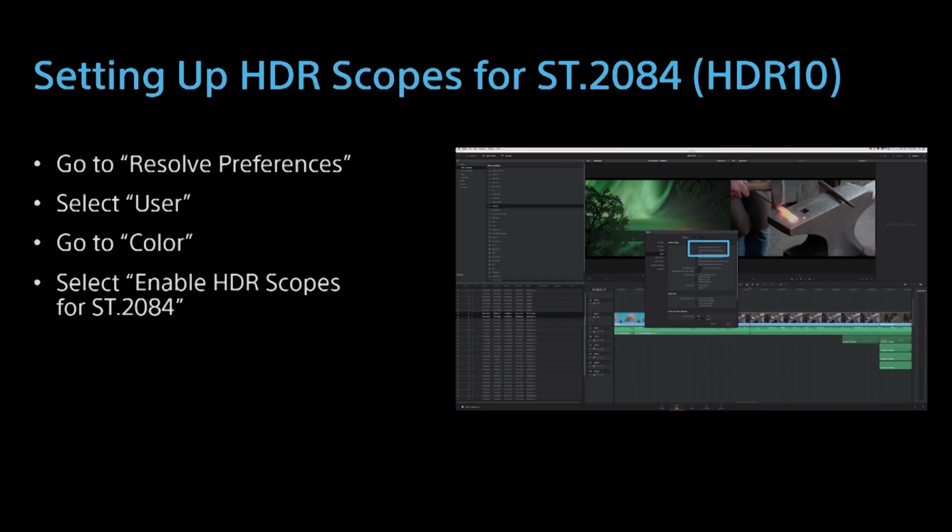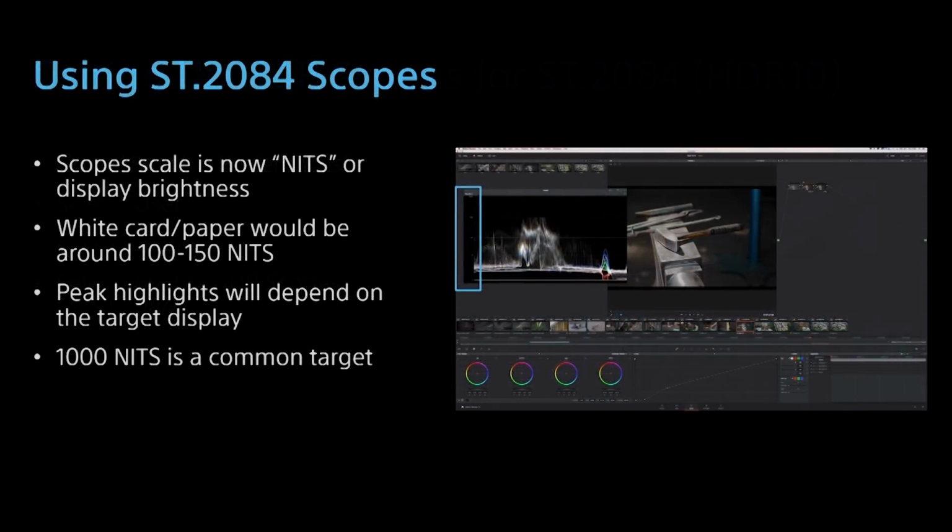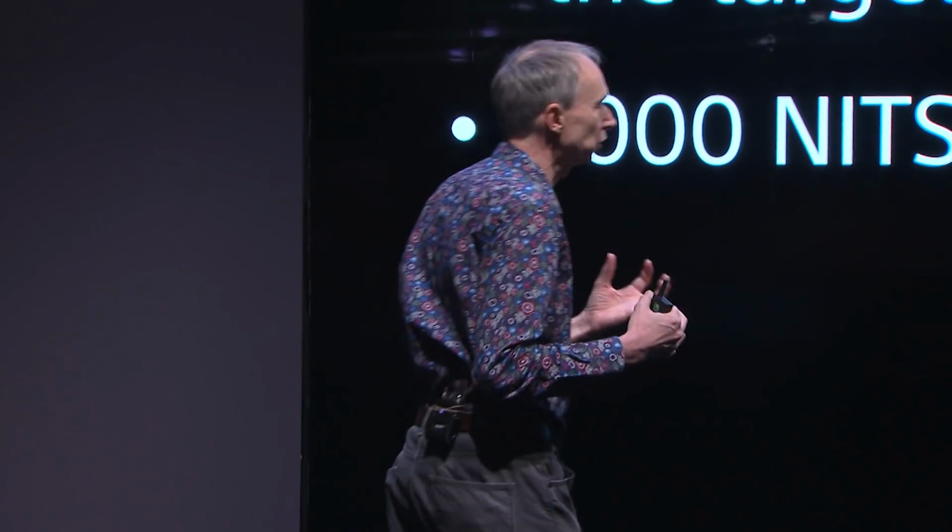Another thing, if you're doing ST2084 or the HDR10 standard, is to set up the scopes in Resolve to show you the levels of brightness that you will be displaying your pictures at. So we go into our preferences, and we set enable HDR scopes to ST2084, and then our scopes look like this, where the scale along the side is our brightness in nits. And with HDR10, we want white to be around 100 to 250 nits, in that sort of region, and then our highlights for the typical range of TVs that are available today will be about 1,000 nits.